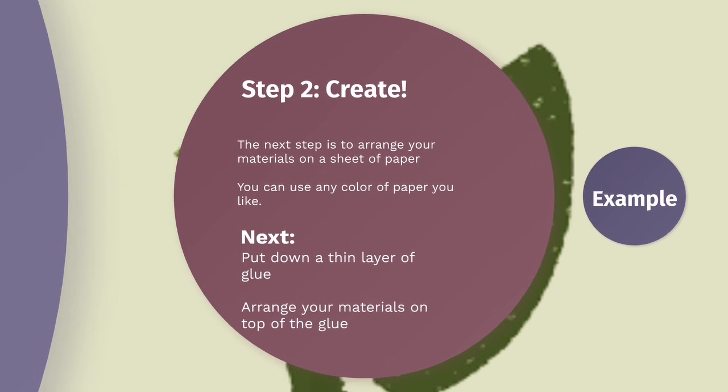The next step is to arrange or plan your art piece. Lay out your materials on your paper and move them around until you're happy with how it looks. Then, you'll need to take everything off your paper and put down a thin layer of glue. While the glue is still wet, arrange your materials on top of your paper.